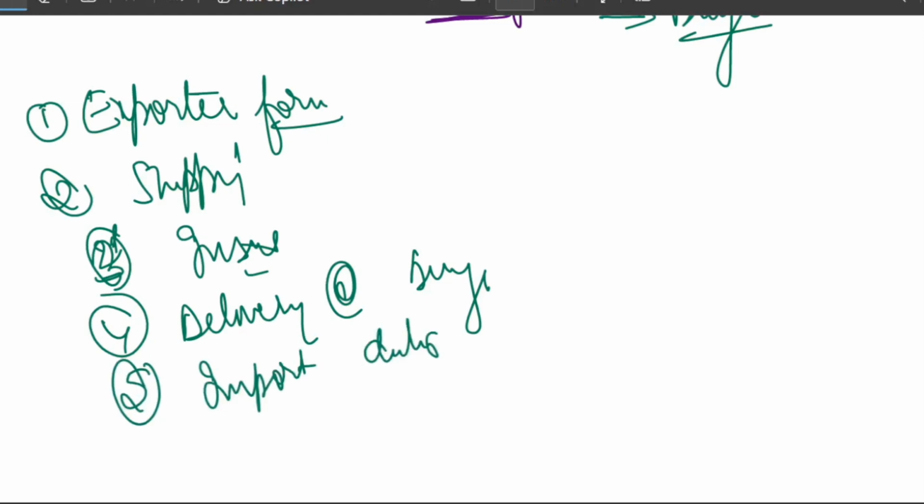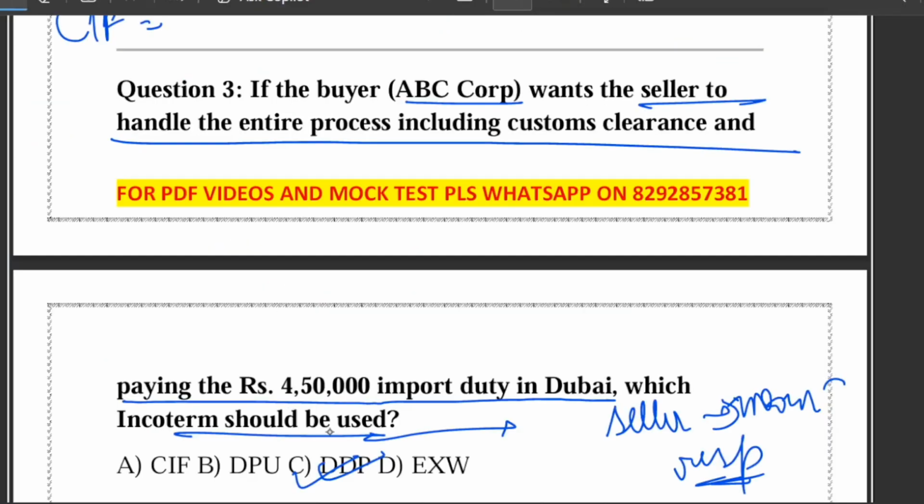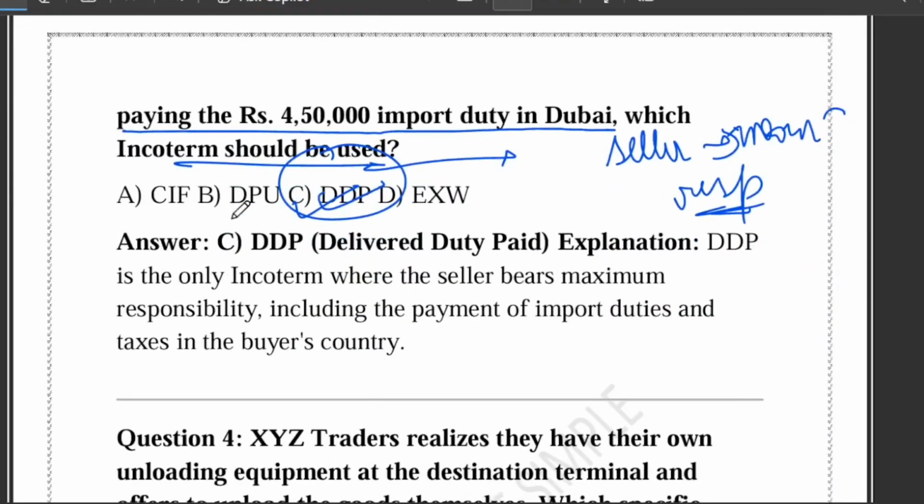the seller has to incur. So in this case, if ABC Corp wants XYZ trader to pay the 4,50,000 import duty at Dubai, DDP is the only correct choice. Yes, DDP. That is called delivery duty paid. So you can think of this DDP like door to door with duties paid. The seller does it all, right?